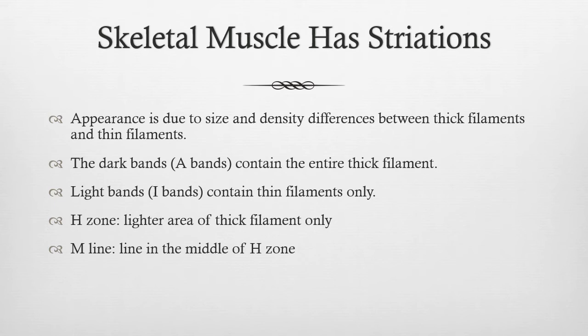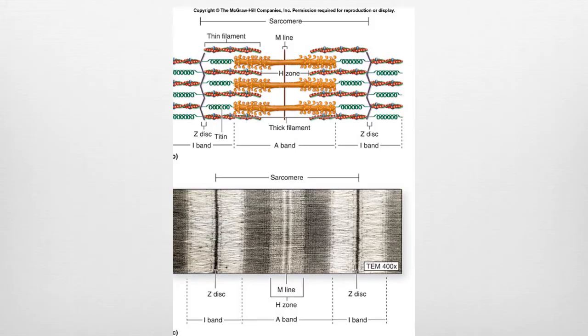And then within the sarcomere, we then have our I bands, our H zone, and the M line. So once again, the A band goes from the edge of the thick to the edge of the thick. The H zone is where we have thick filaments only. The I band is where we have thin filaments only within that sarcomere. And so once again, on a scanning electron microscope, we can then see those bandings that occur.